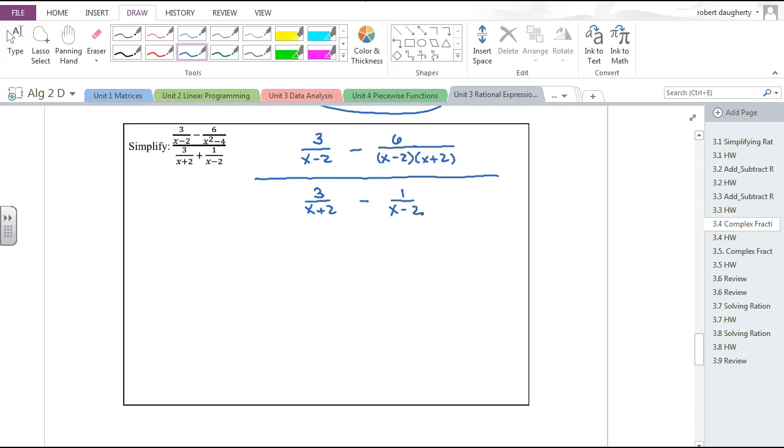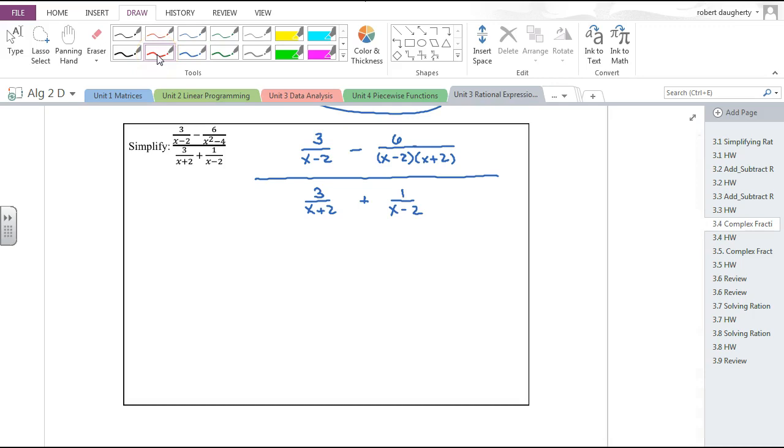Oh, you're right. It's a plus. Okay. So in this case, it just so happens that the common denominator, x plus 2 times x minus 2, will be the same in the numerator and the denominator of this complex fraction. That's going to help us. That will provide a simplification. But we have to just treat this like two separate problems.